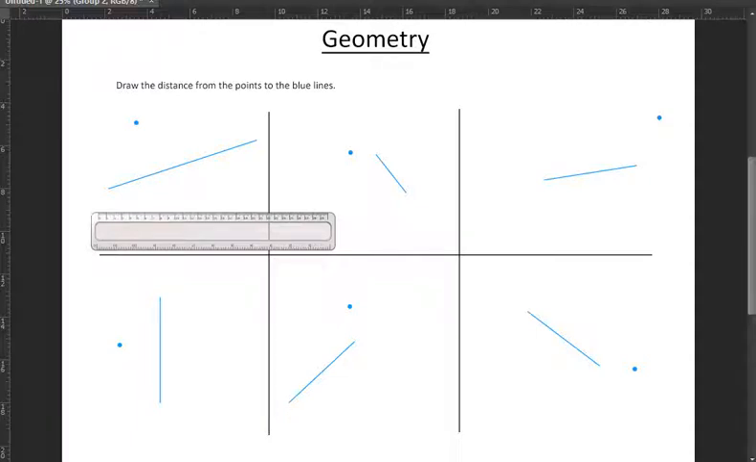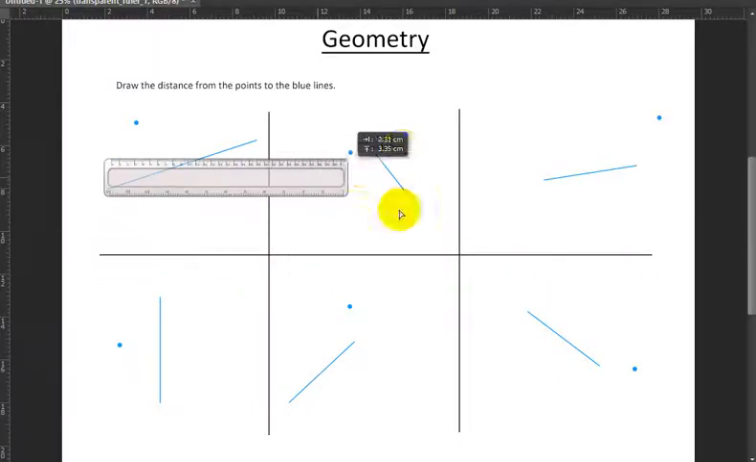Hello everyone, in today's video we will be doing some exercises based on what we talked about yesterday. This first exercise is about making the distance from the points to the lines. As you can see, we have 6 points and 6 lines, and we want to make the distance from each point to its line. So, a reminder of how we do that.